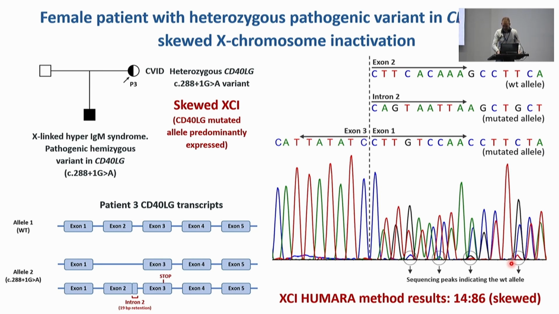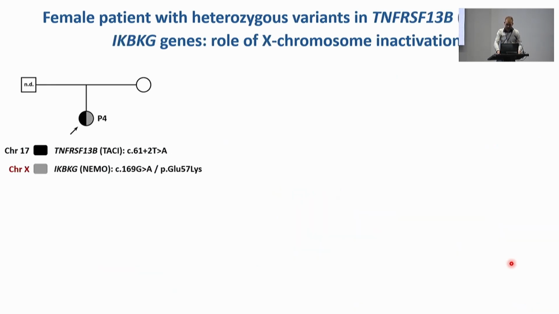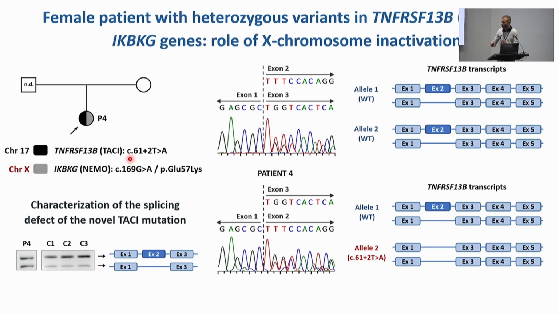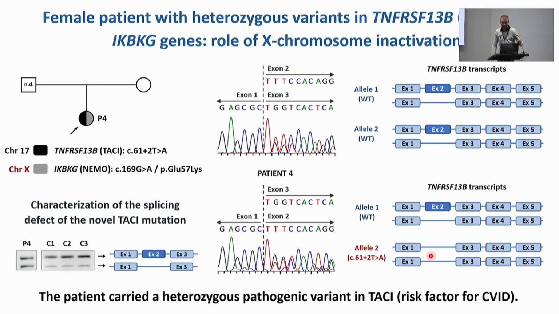And finally, patient 4 had this rare variant in NEMO, but in the gene panel, we also identified a heterozygous, probably pathogenic mutation in TACI. This was a splice site mutation. TACI is not in the chromosome X, but the mutation was in the panel, and it was an undescribed mutation, so we first characterized the splicing defect in TACI. I will not go into details, but the splicing mutation led to exon 2 skipping, so we consider that the patient carried a heterozygous pathogenic variant in TACI.